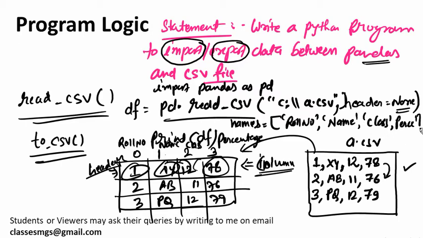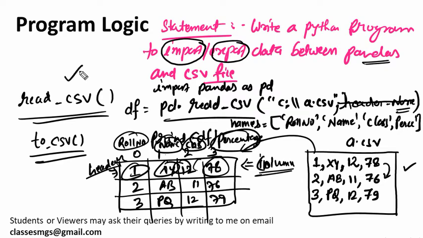So this way you need to pass a list of column names in this read_csv method, remove header equals None, and pass names equals to this. In that case, instead of 0 1 2 3 you will see roll number, name, class, and percentage. These are certain features available with this read_csv method itself. We will explore and demonstrate all these features.